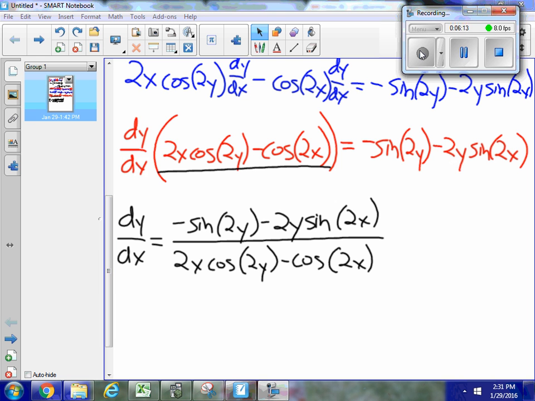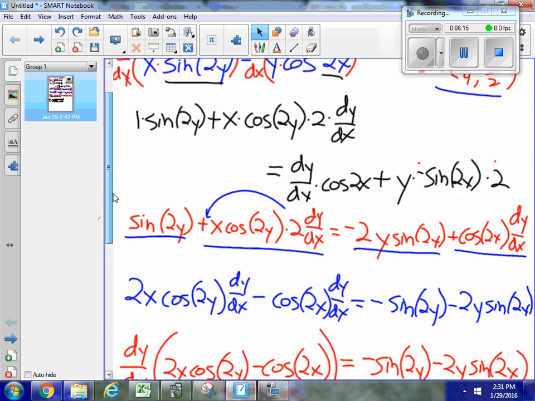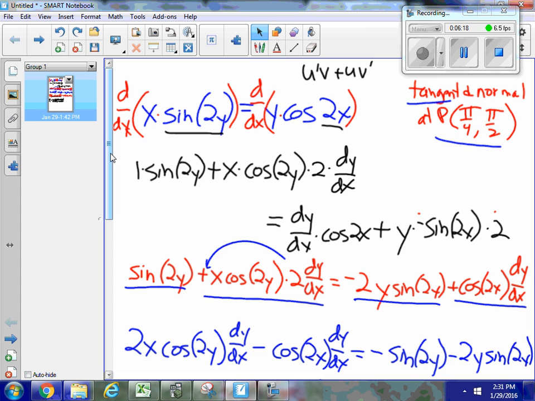So that's my derivative. And if you remember, I'm looking for the tangent at this particular point right here. So my x value is going to be pi over 4, and my y value is going to be pi over 2. Well, I think I can do that.